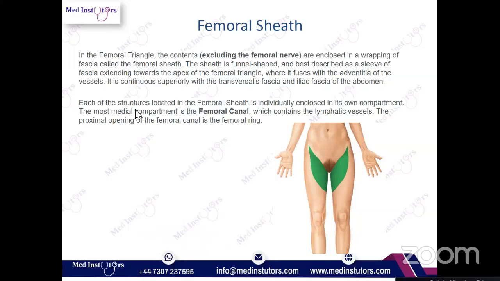Each of the structures located in the femoral sheath is individually enclosed in its own compartment. The most medial compartment is the femoral canal, which contains the lymphatic vessels. The proximal opening of the femoral canal is the femoral ring. So here comes your femoral ring, which is the proximal opening of your femoral canal. And what is your femoral canal? It is the most medial compartment of your femoral sheath.